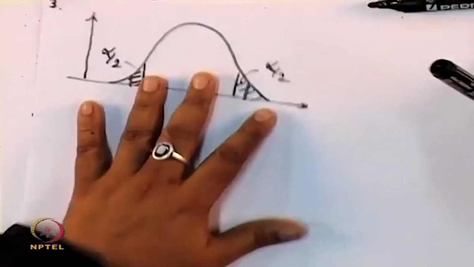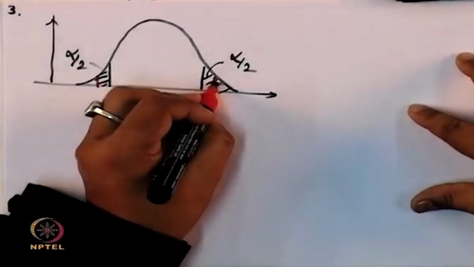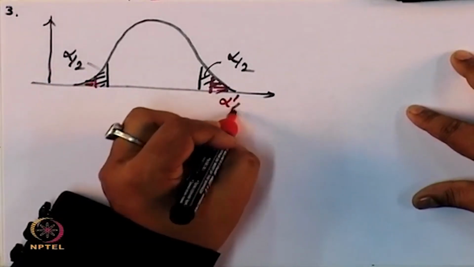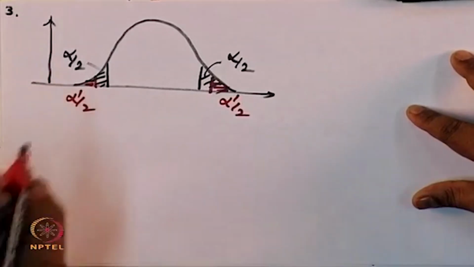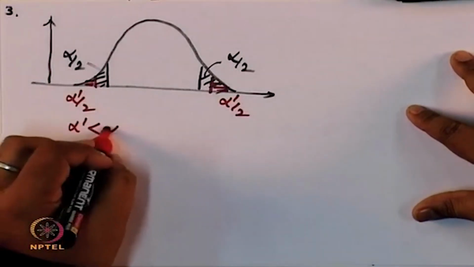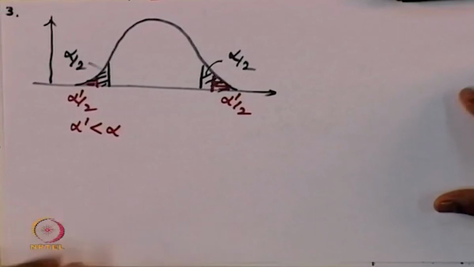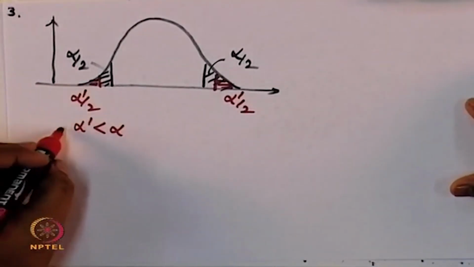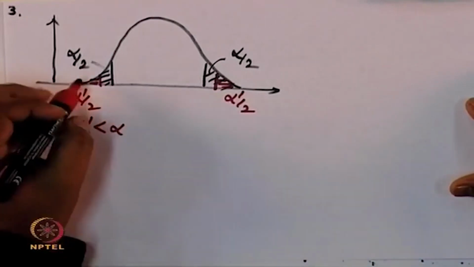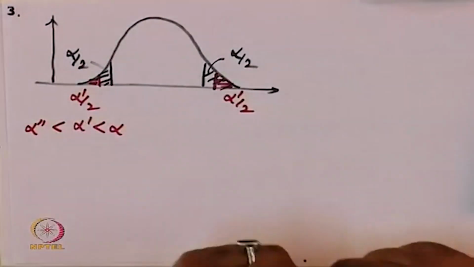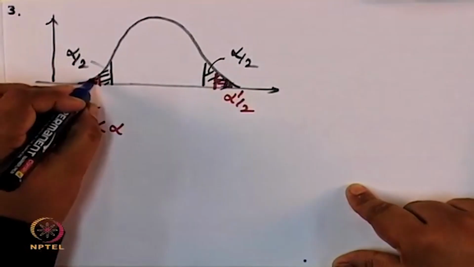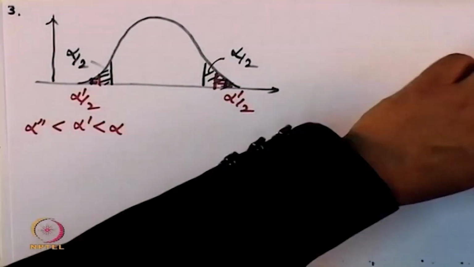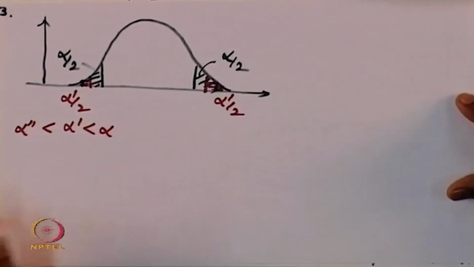For the red curve, accordingly, this area is alpha prime by 2 on each side, and the way I have drawn it, alpha prime is less than alpha. So, as you decrease alpha, you can go to alpha prime, or you can define an alpha double prime which is even smaller. So, what you are changing is essentially the confidence level.